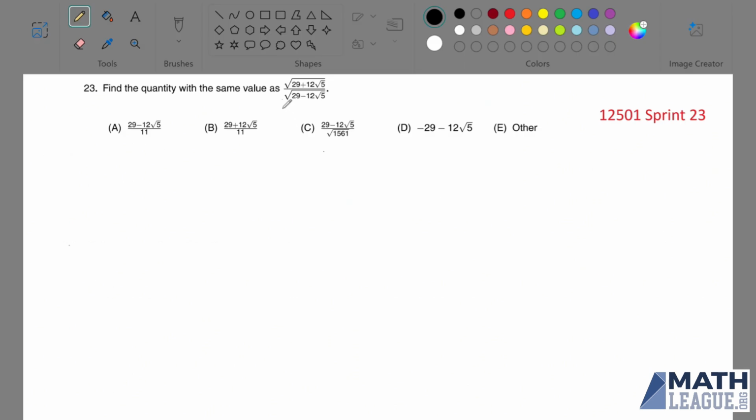However, the first thing we should notice is that we have a square root in the denominator and a square root in the numerator, so we can just turn this into one single square root outside of the fraction. So this can become the square root of 29 plus 12 root 5 over 29 minus 12 root 5.